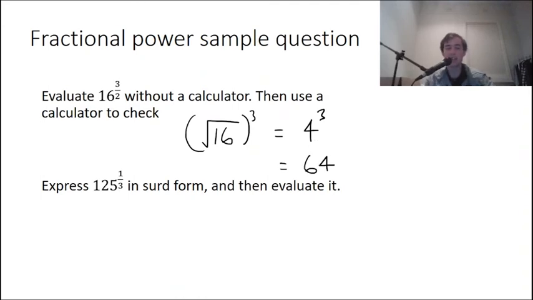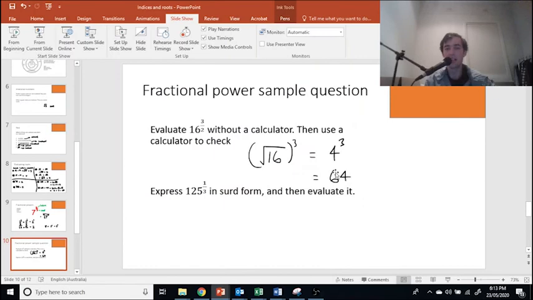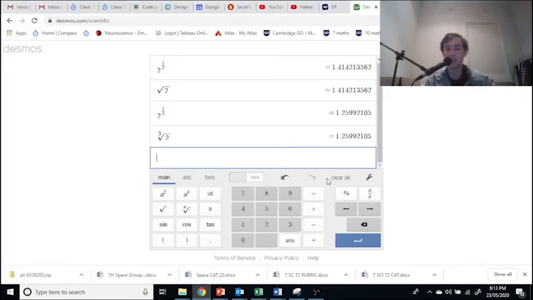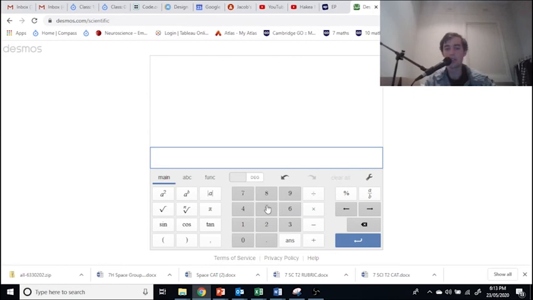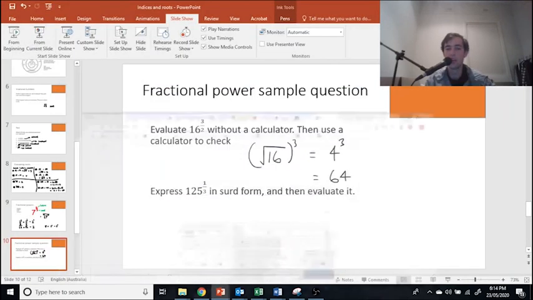Let's just check that with the calculator. Once again, I want to prove this to you, just to prove that I am not going crazy. 16 to the power of 3 over 2, and it's 64. All right.